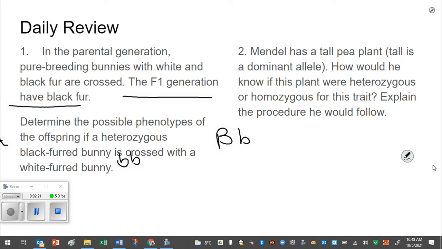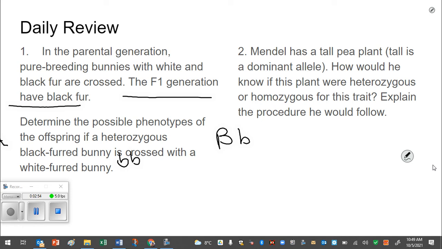So you're making a Punnett square with big B, little b, crossed with little b, little b. You might have realized, hey, the white-furred bunny can only make one type of gamete. I don't even need a 4-square Punnett square. I could get away with a 2-square Punnett square. Now I'm just going to sketch this out on the whiteboard because when I'm on a Google slide, the pen does not line up nicely.